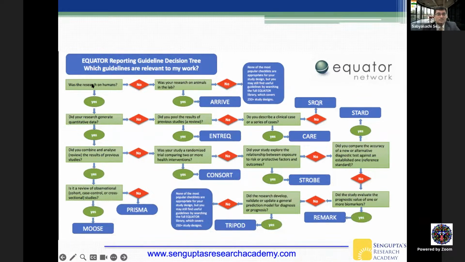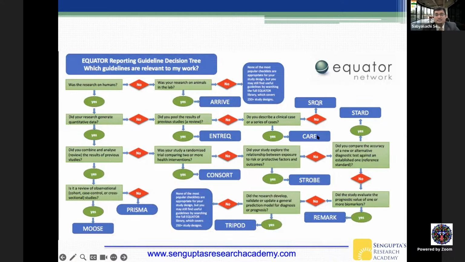So the first question was, is the research on humans? Easy enough. You'll say yes. Then, did your research generate quantitative data? Right? Quantitative data means you have collected data from many people and you've done some analysis. But if it's a case report, it's a single case, right? So you'll say no. Then it says, did you pool results of previous studies? That is in the form of a review. Again, you'll say no. And then it says, do you describe a clinical case or a series of cases?